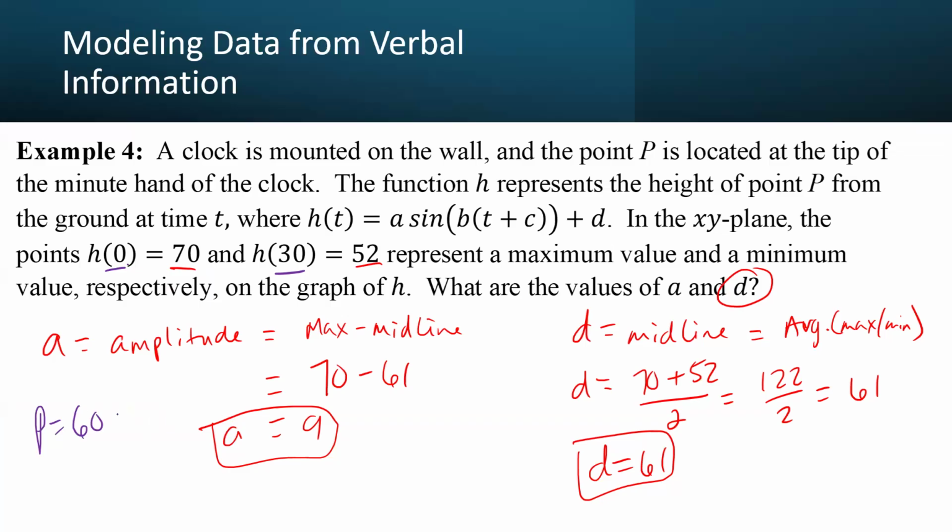So to find my B, I would set this equal to 2 pi over B, and then I could solve for B. Does that make sense? Okay. So I just want to let you know, if they ask you additionally for B, could you find B? Yes.